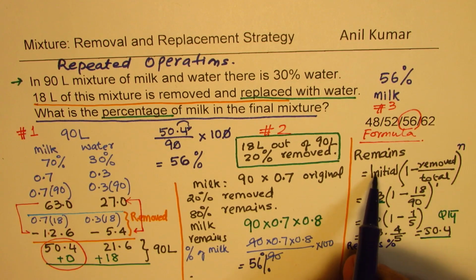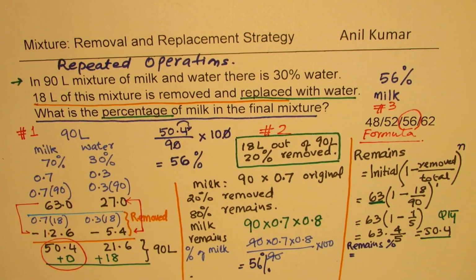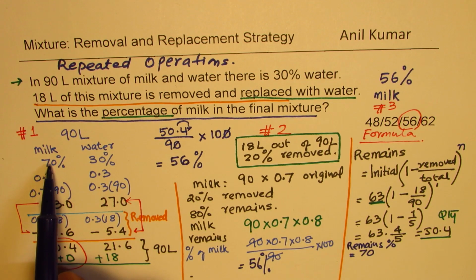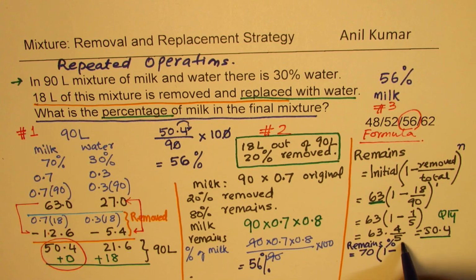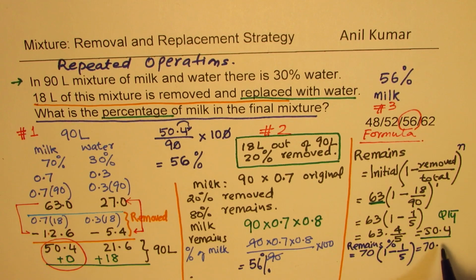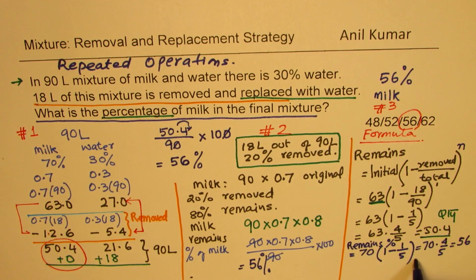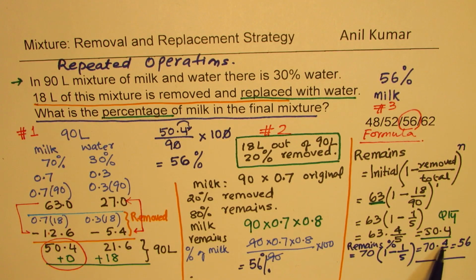In percent. That means the initial amount should be written in percent only. So you started with 70%. Do you understand? So we will write 70 here for 70%. Initial amount is 70%. And 1 minus, well, this is the same ratio, 1 over 5, right? So instead of writing 18 over 90, it is 1 over 5, right? So which is 70 times 4 over 5. And that is 56. Do you see that? 5 times 14 is 70, and 14 times 4 is 56. So we get 56 in a straight calculation, correct?